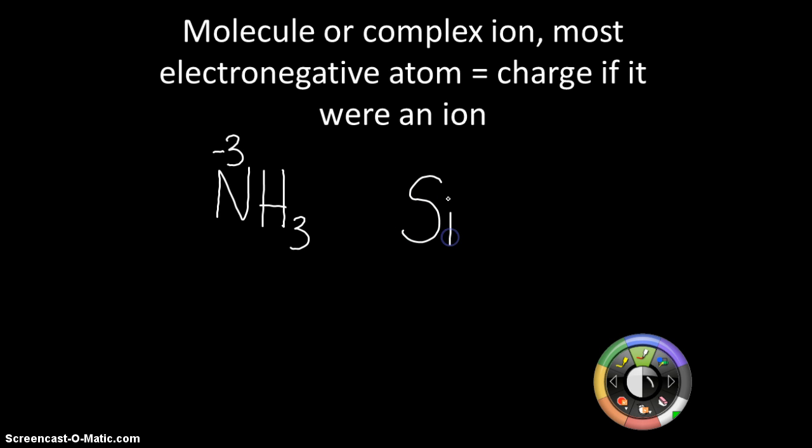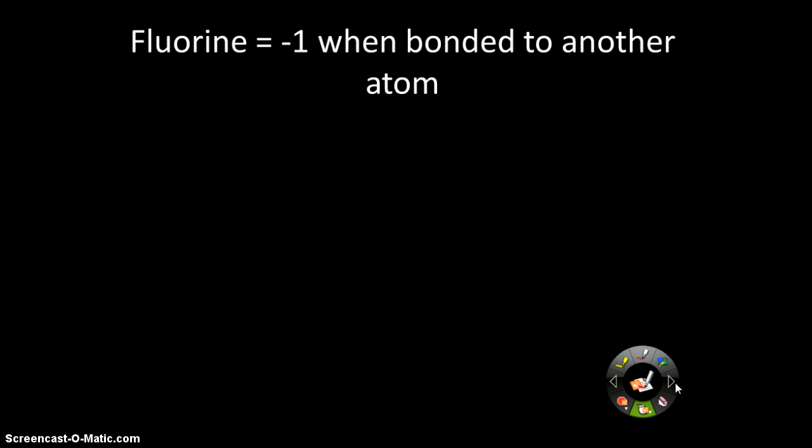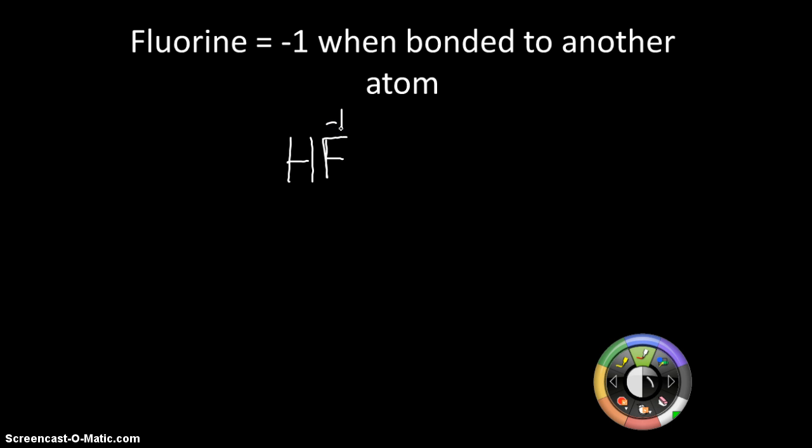If you have SiCl4, your most electronegative atom is chlorine. Chlorine typically forms a -1 charge, so you're going to assign it a -1 oxidation number. Fluorine is going to be easy. Always gets a -1 if it's bonded to another atom. So if you have HF, hydrofluoric acid, you're going to assign fluorine a -1 oxidation number.